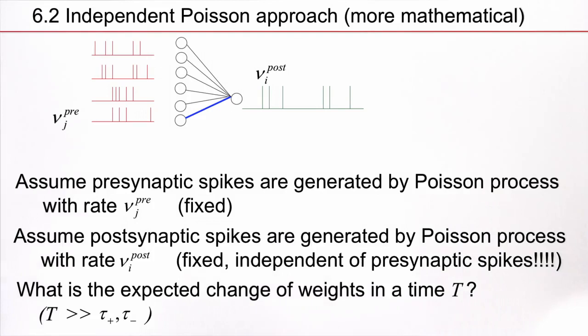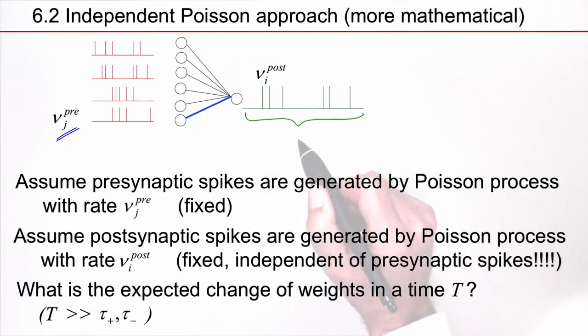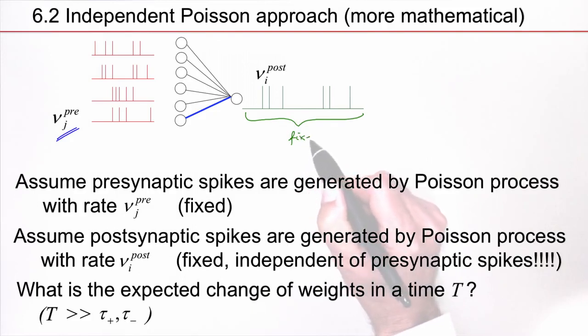So far, this was an exercise in rewriting. Now we come to the real Poisson model. What are our assumptions? We assume that the presynaptic spikes are generated by a Poisson process. So spikes are independently generated with a certain rate, the presynaptic rate ν_j. Similarly, I assume that the postsynaptic spikes are generated independently and with a rate ν_post.